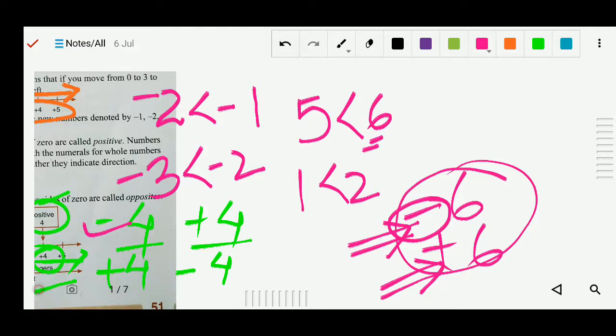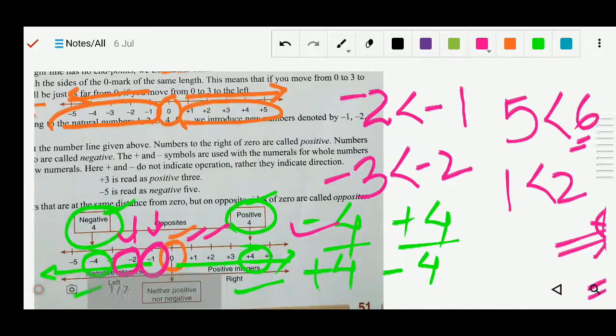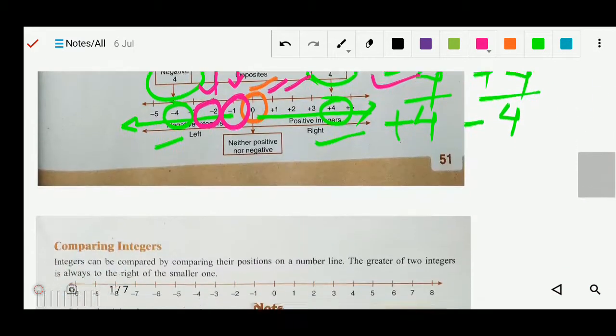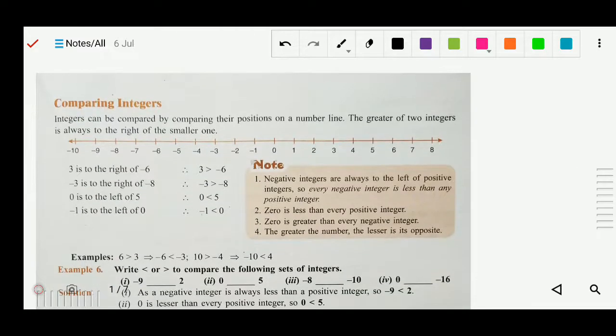Understood? Okay, next we will study comparing integers. Comparing integers means we have to compare which number is greater and which number is less. So here you can see 3 is greater than -6.